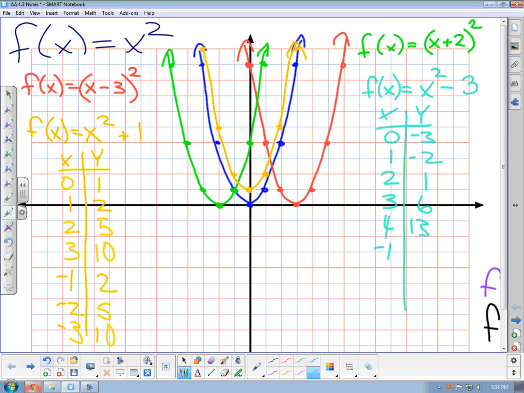Let's go the other way, and a negative 1 squared is 1, so that's a negative 2. A negative 2 squared is 4, minus 3 is 1. A negative 3 squared minus 3 is 6, and so on and so forth. And 0, negative 3 is right there. 1, negative 2 is right there. 2, 1 is right there. 3, 6 is right there. And same on the other side. And so now our graph looks like so.